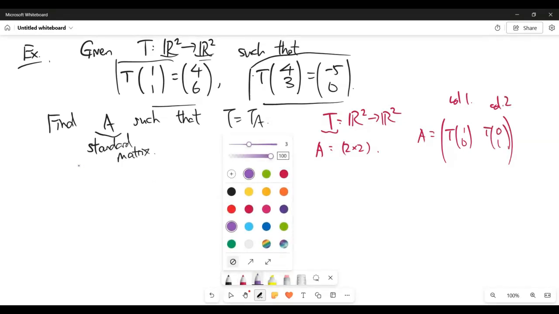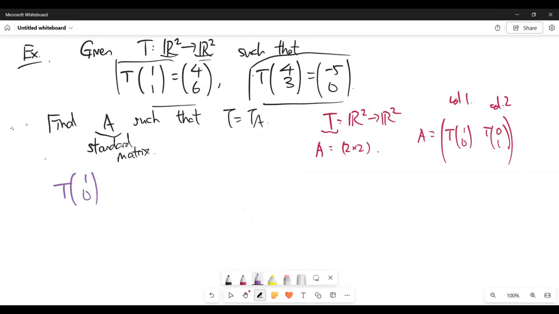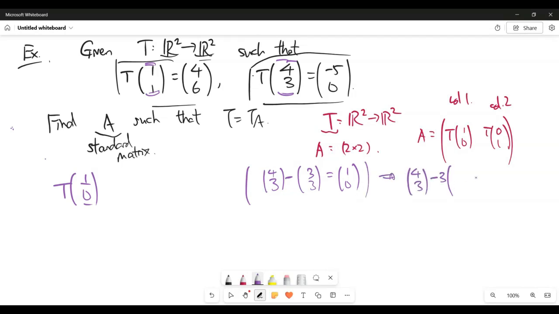So now it means that you have to compute T of 1, 0. This is not given. So what can we do? You have to think a little bit now. I think that we have to look at the given two values. One vector is 4, 3, the other vector is 1, 1. So maybe vector 4, 3 minus vector 3, 3 would be what we want, which is the vector 1, 0, right? And now please check, it is essentially the same as vector 4, 3 minus 3 times the vector 1, 1 equals our vector.